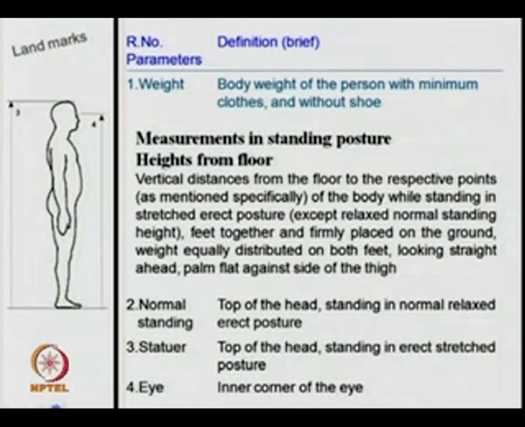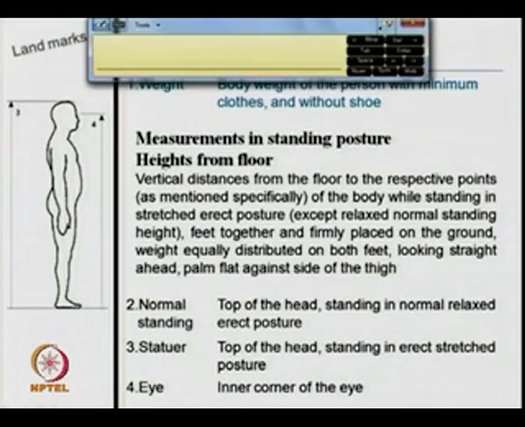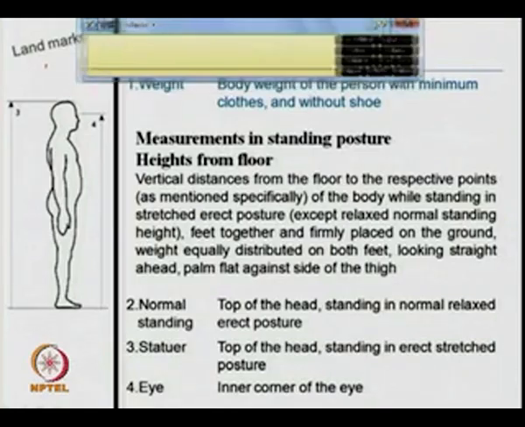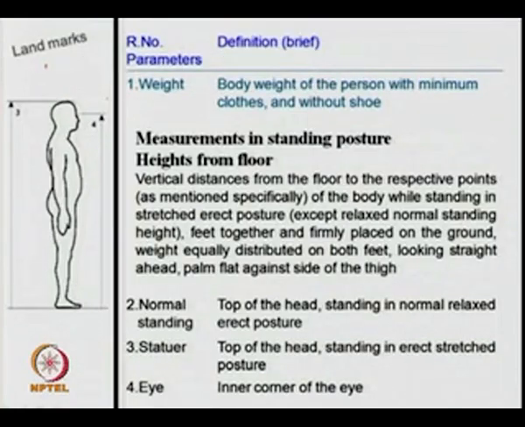Now, the specific landmarks in a standing posture. In the rest of the slides we are going to describe some landmarks where some figures have been shown. In the figures, some numbers are there. These are the reference numbers where these definitions are given. Definitions are very brief.